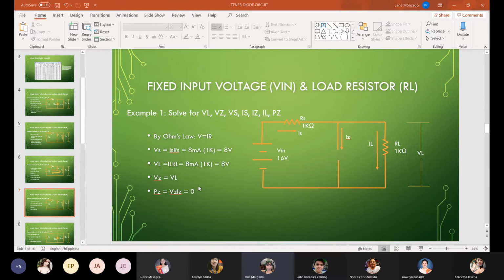16. 16? Yung iba? Volts po, ma'am, yung kukunin po. VZ. What would be the expected VZ?